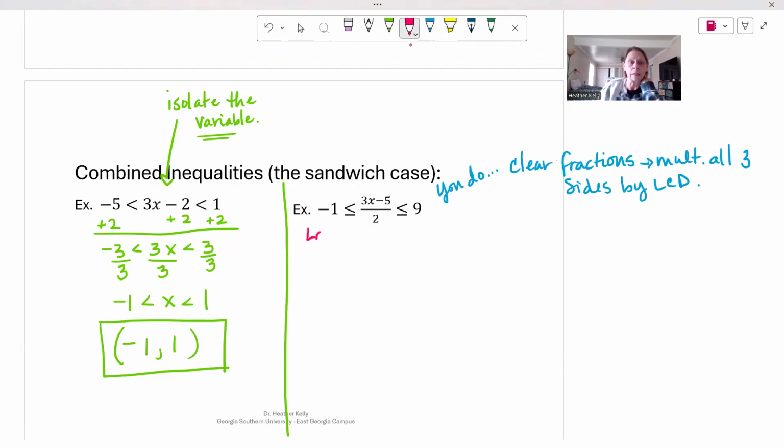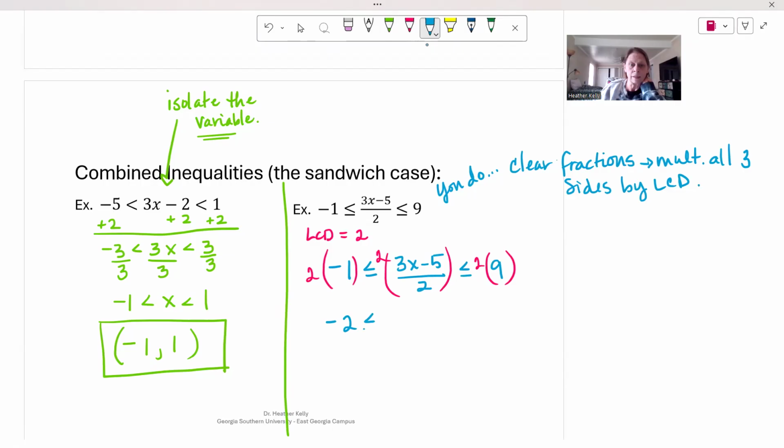The LCD in this case is 2. So I'm going to multiply everything by 2. Multiply this guy by 2, this guy by 2, and this guy by 2. So we wind up with -2 less than or equal to, these 2's cancel, and we're just left with 3x minus 5 less than or equal to 18.